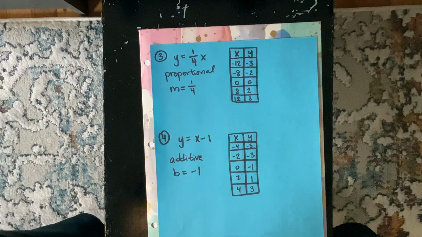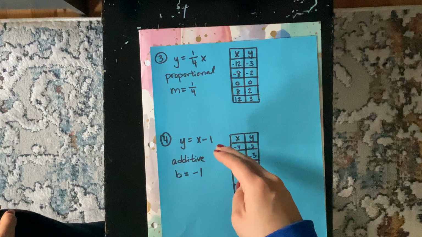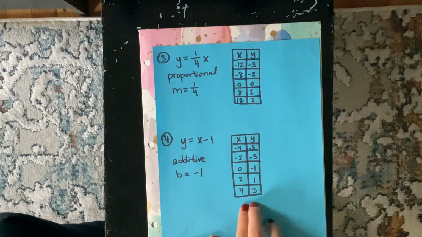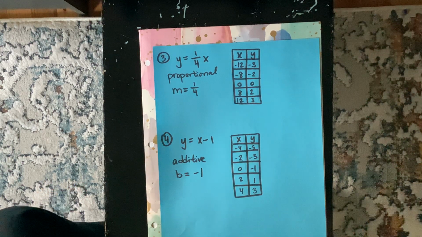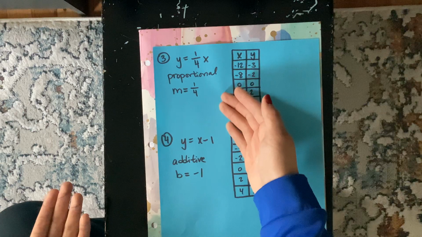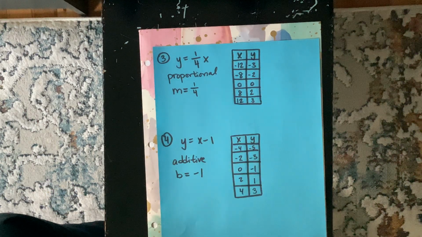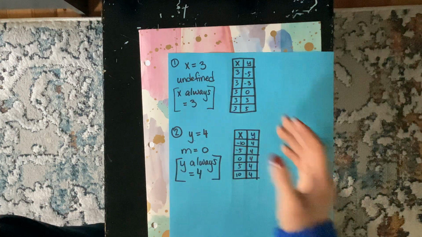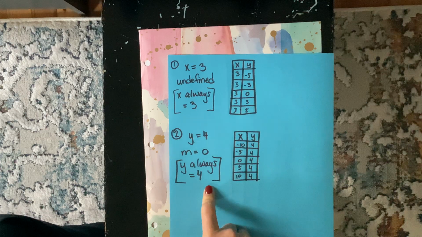Okay? So you're going to do this for all 10 of your equations. You're going to write your equation, fill out your XY table, include 5 rows, so 5 sets of numbers. Tell me if it's additive or proportional. If it's proportional, it has to have some kind of slope. If it's additive, it's going to have some sort of y-intercept. And then if it's one of these types of equations, you can tell me if the slope is 0 or if it's undefined, and then tell me what it means. Like this one, x is always 3. This one, y is always 4.